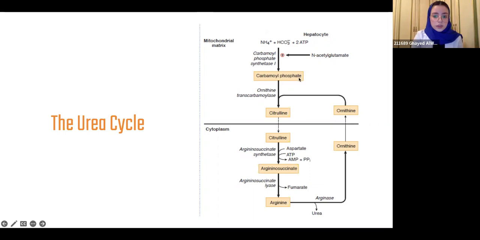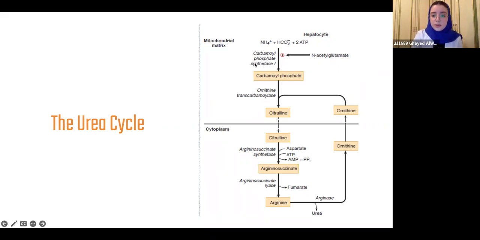So the first product that we're going to be making is carbamoyl phosphate. And to synthesize carbamoyl phosphate, we have carbamoyl phosphate synthetase 1. Now, my favorite thing about the urea cycle is that the enzymes are very easy to memorize because they're literally telling you what's happening in the reaction. So we're synthesizing carbamoyl phosphate, and to do that, we need carbamoyl phosphate synthetase 1.